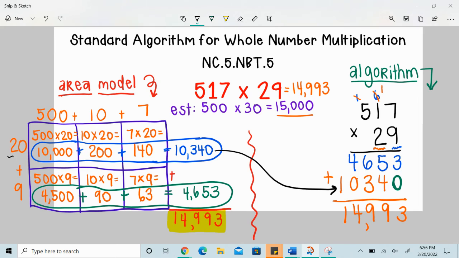And you can see that we got that in our same step in our area model when we did 20 times the 517. You'll see that when I added the partial products in the row below that, I got 4,653. And you'll see I have that same partial product right here, 4,653. And that came from my first step of the algorithm when I was multiplying 9 times 517, which matches what I was doing here in the area model in that bottom row. So these are the types of connections we'd be looking for students to make between the partial products in their area model and what they see in the algorithm.